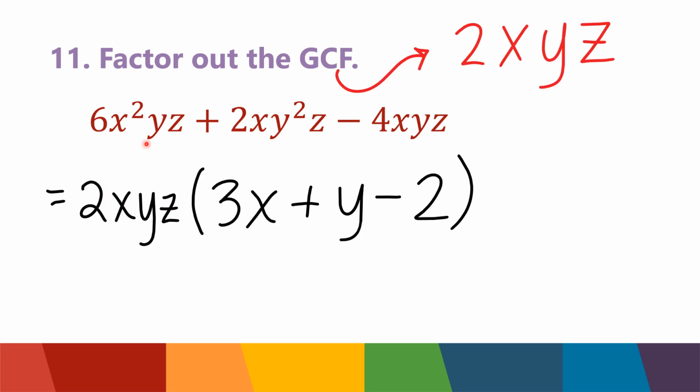If you pull out a 2xyz, divide through by 2xyz, what you're left with is 3x from the first term, y from the second term, and negative 2 from the last term. Right, so 6 divided by 2 is 3. Take away the y's, take away the z's, take away 1x, you're left with just an x. Next one, 2 divided by 2 is 1. Take away the x, take away one of the y's, take away one of the z's, so we're left with just a y. The negative 4 divided by 2 is negative 2. Take away x, take away y, take away z, all the variables are gone.